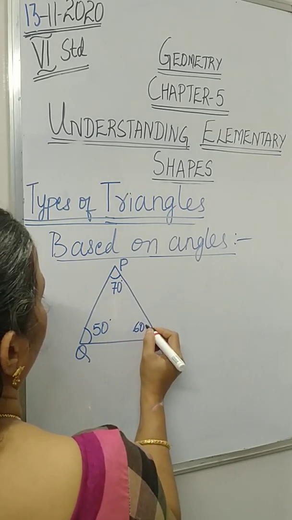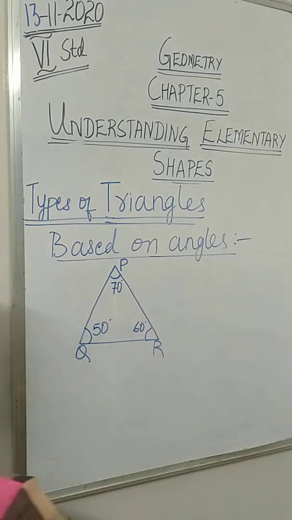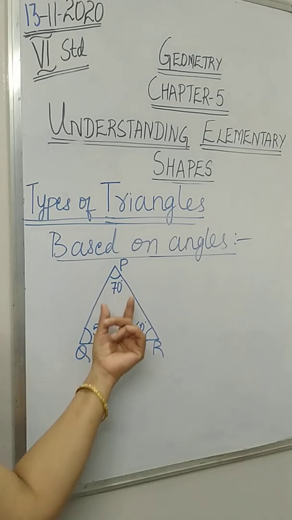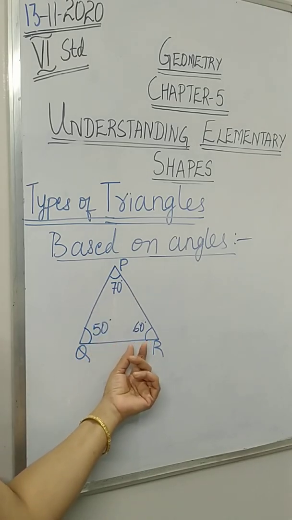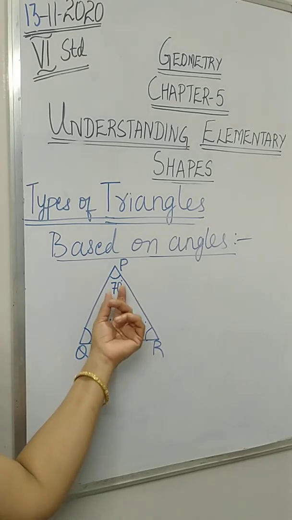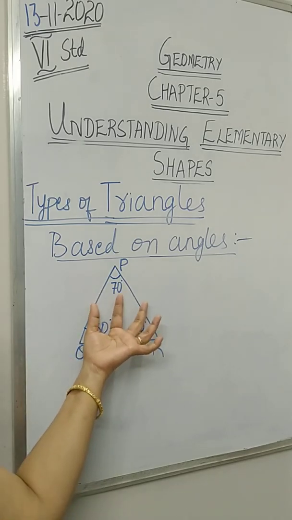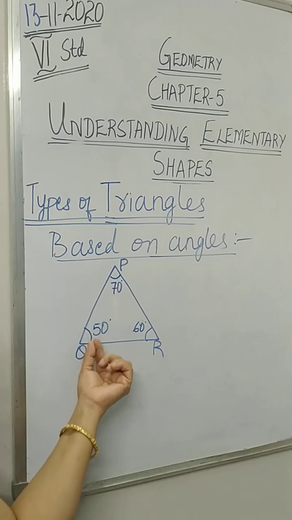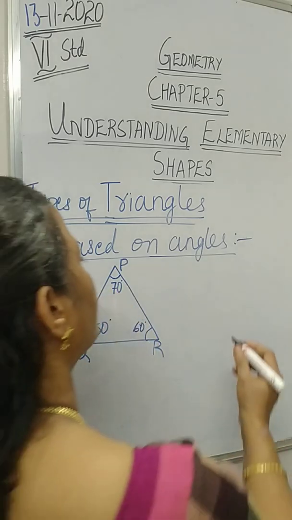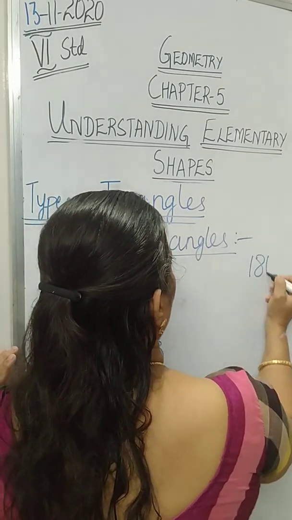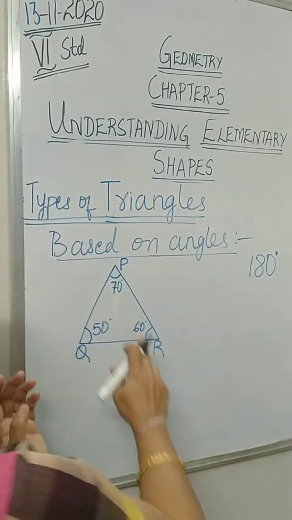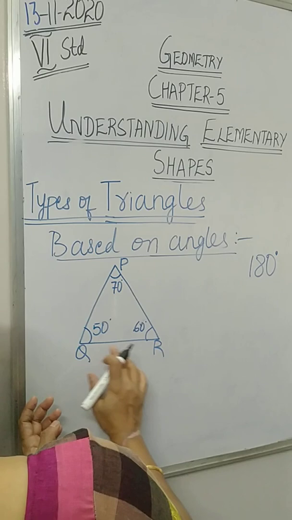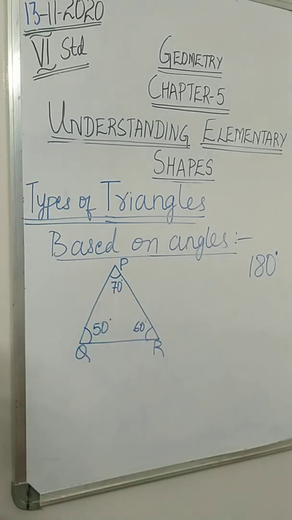This is 60 degree. So this is a triangle which has all the three angles. Look at these angles. What type of angle is it? It's all acute angle. And one more thing, the sum of all the angles in a triangle is always 180 degree. Now look here, 70 plus 60 plus 50 will become 180 degree. And all these angles are acute angle.